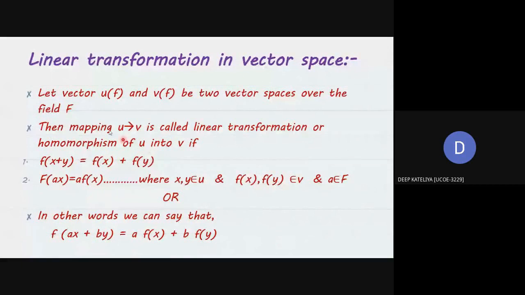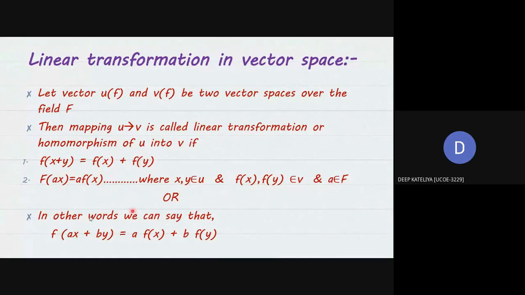As we have seen linear transformation or linear mapping, let's see linear transformation in vector space. Let vector U(F) and V(F) be two vector spaces over the field F. Then a mapping of U to V is called a linear transformation or homomorphism of U into V. That is nothing but a linear transformation, and it holds if f(x plus y) is equal to f(x) plus f(y), and f(ax) is equal to a into f(x), where x, y belong to U, f(x), f(y) belong to V, and a belongs to F.